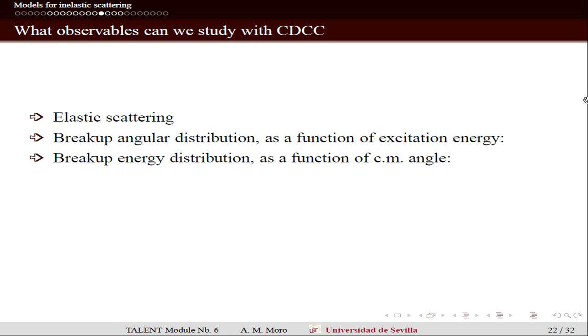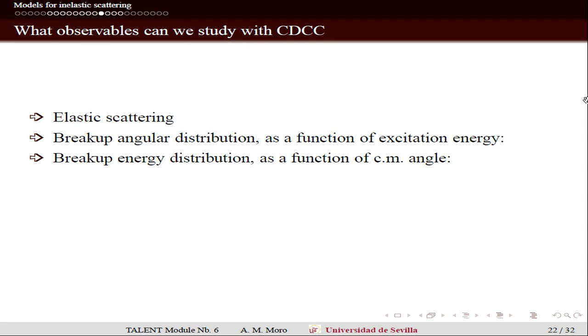So everything as before. The observables that we can extract from this are, of course, the elastic scattering, but now we can calculate the breakup angular distribution for each of the excited states, for each of these bins in the continuum. Each of these will represent a piece of the continuum, an interval of the continuum, so we can get the angular distribution corresponding to the population of these states. And also, we can get the energy distribution, for example, as a function of the excitation energy.